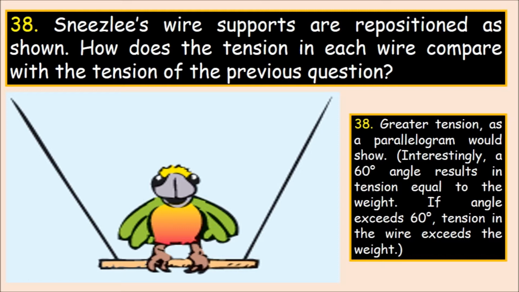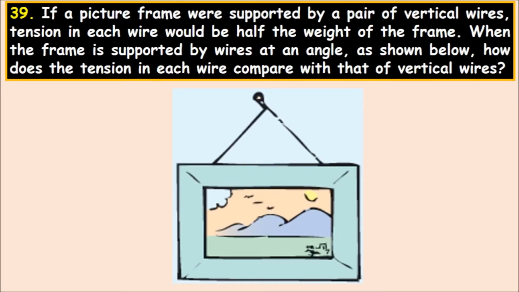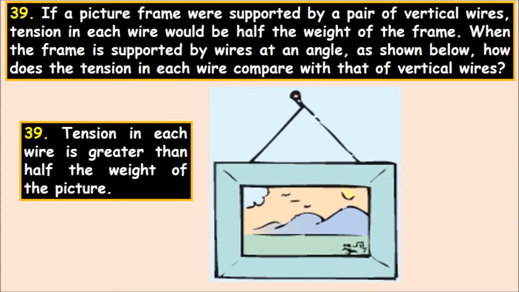If the angle exceeds 60 degrees, tension in the wire exceeds the weight. So just remember, the greater that angle between the vertical and the cord, the greater the tension in the cord. If a picture frame were supported by a pair of vertical wires, tension in each wire would be half the weight of the frame. When the frame is supported by wires at an angle, as shown below, how does the tension in each wire compare with that of the vertical wires? Well, again, as that angle between the vertical and the cord increases, so does the tension. Tension in each wire is greater than half the weight of the picture.